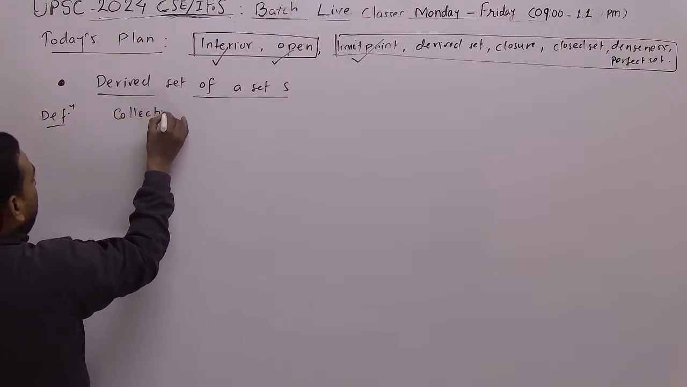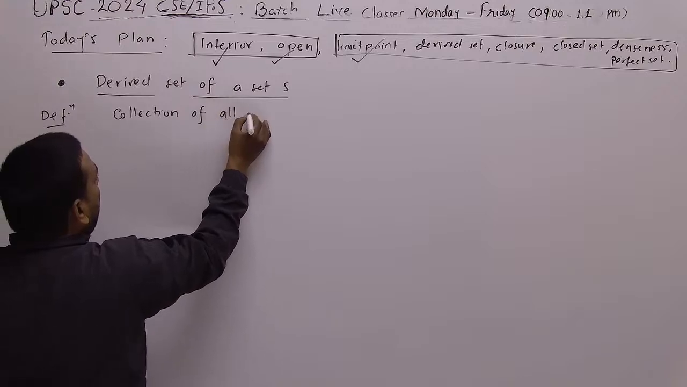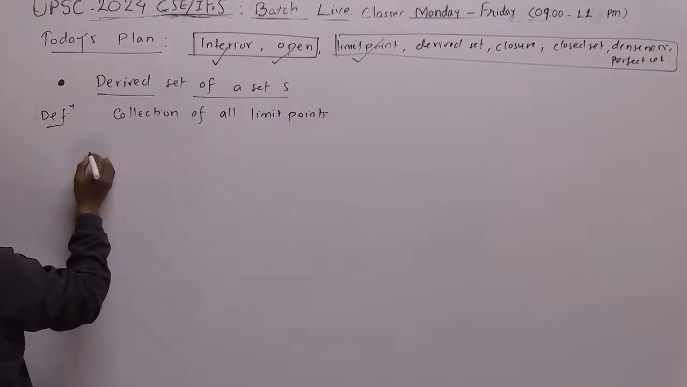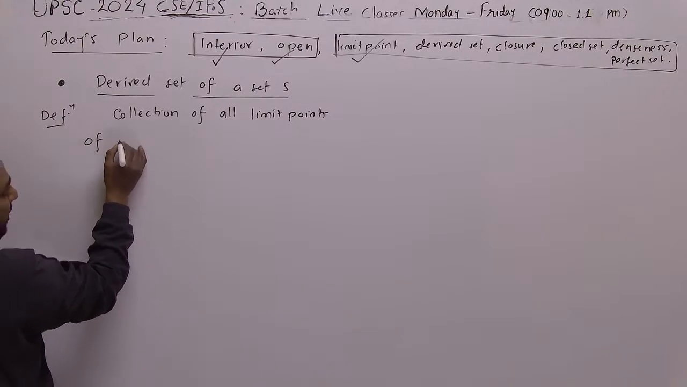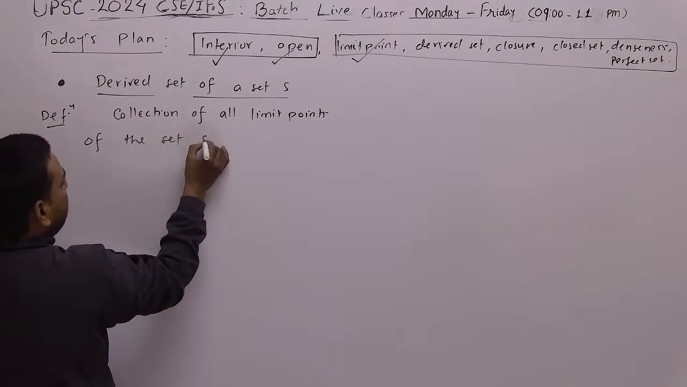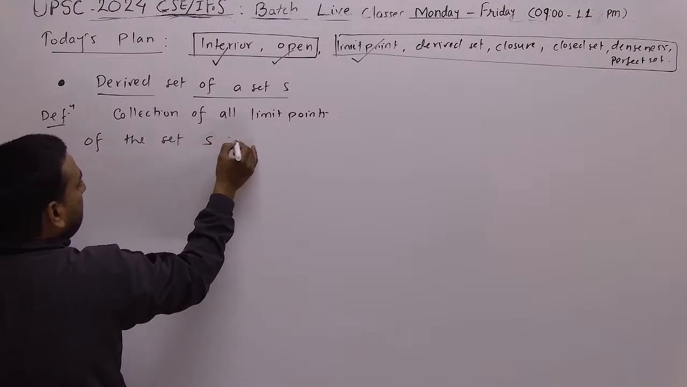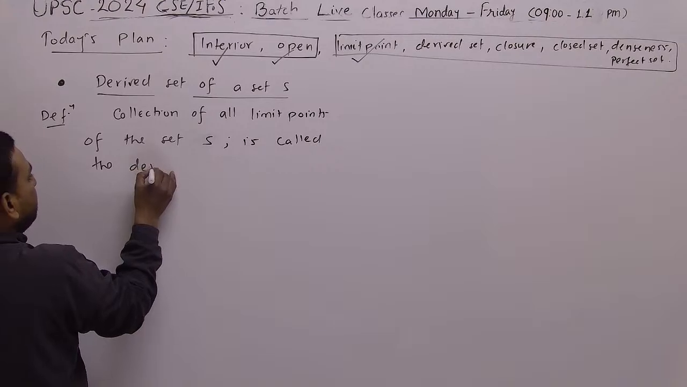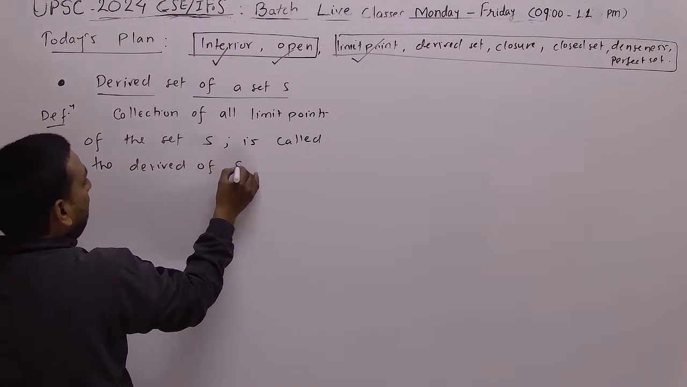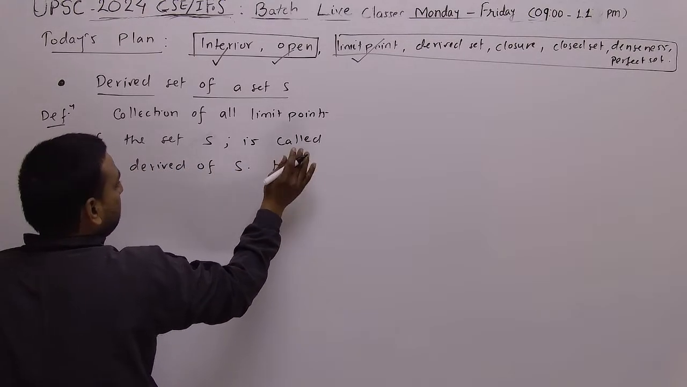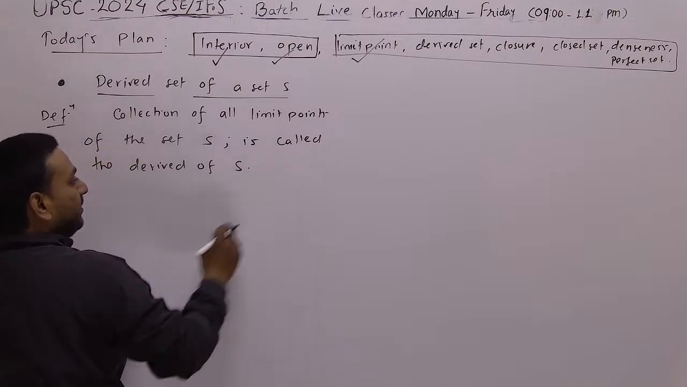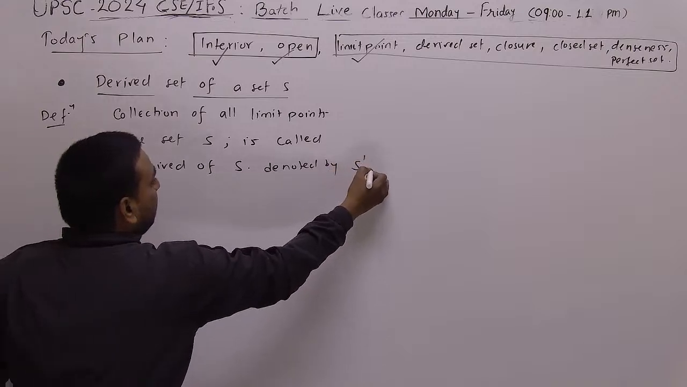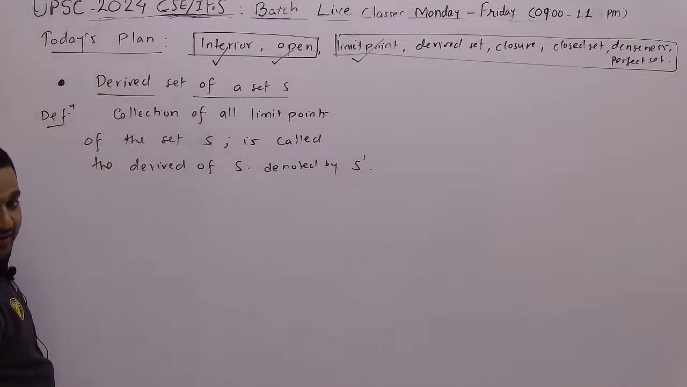Collection of all limit points of the set S is called the derived set of S. It is denoted by S dash. Fair, dear fellows.